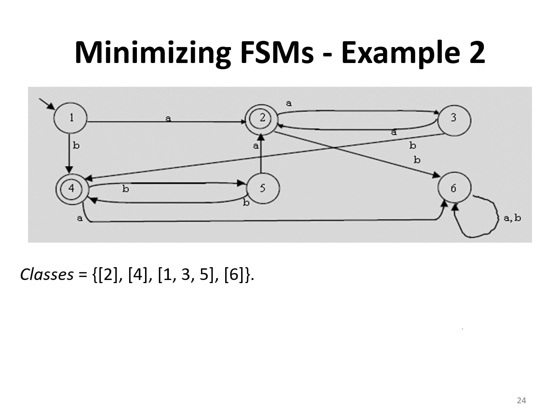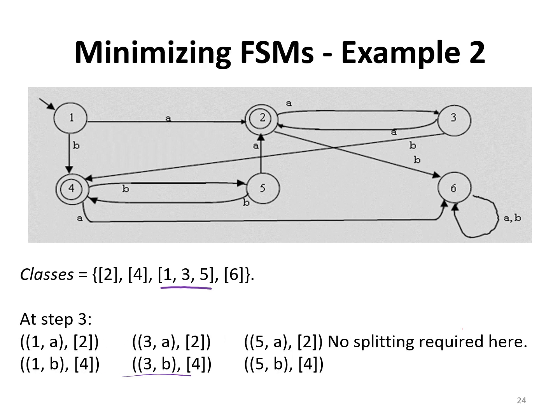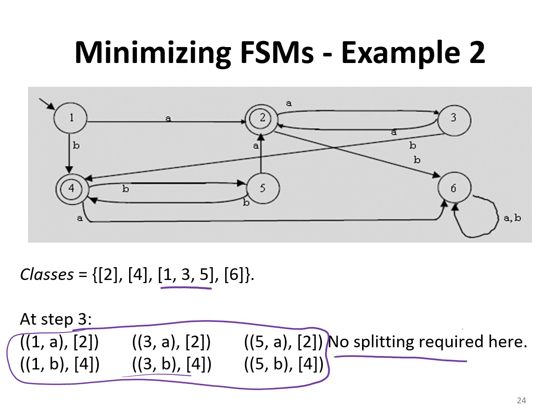In step 3, we are supposed to check whether the 135 class can be split further. In step 3, 1a, 1b, 3a, 3b, 5a, 5b all are going to states 2 and 4 respectively. On seeing the pattern, all three belong to the same class and collapse into the same state, so no split is required. So here the splitting of the states stops. And finally, we have 4 classes: 2, 4, 1, 3, 5 and 6.